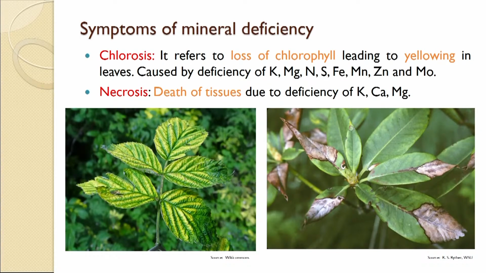The next symptom is necrosis. Here in the right image you can see the necrotic symptoms of a leaf. In this process, mainly the death of plant tissue occurs due to the deficiency of potassium, calcium and magnesium. Necrosis is particularly evident in the case of potassium deficiency, which progressively grows from the tip of the leaf.